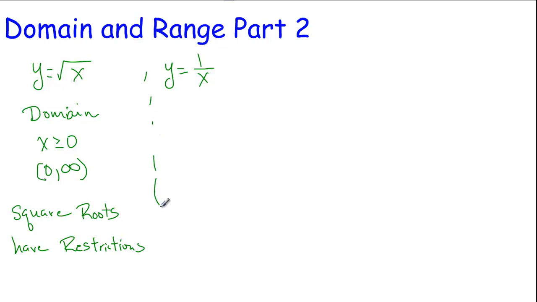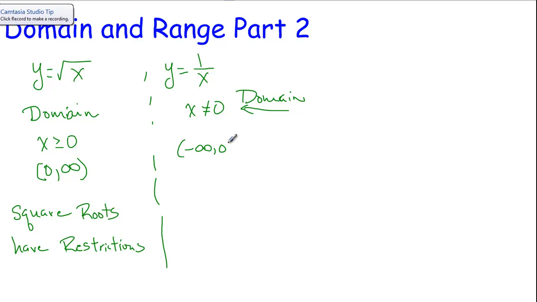Okay? But we also have this guy here, which is a fraction or a rational function. And here we know that x cannot equal 0. Guess what the domain is? This is the domain. Actually, in interval notation, we would write negative infinity comma 0, and then 0 comma infinity.